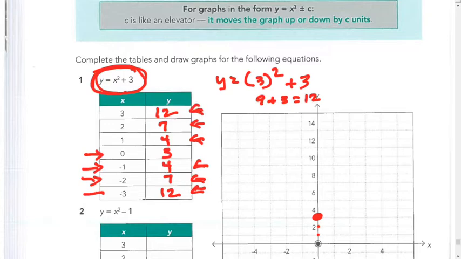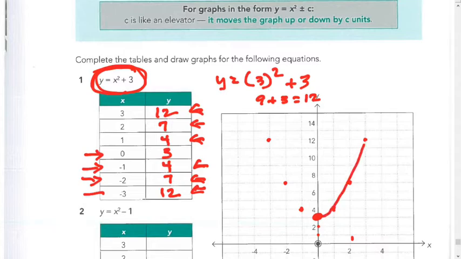So let's plot those points. We have 3, 12. So that's to the right 3 and then up 12. We have 2, 7. So that's to the right 2 and up 7. We have 1, 4, to the right 1, up 4. Then same thing, but on the other side, -1, 4, -2, 7, -3, 12.